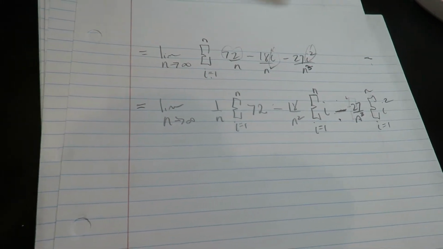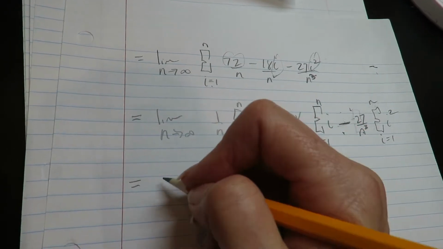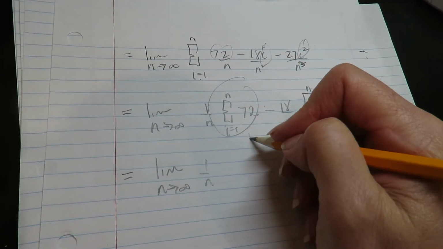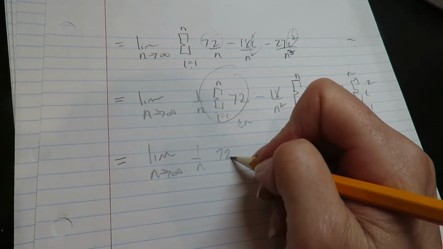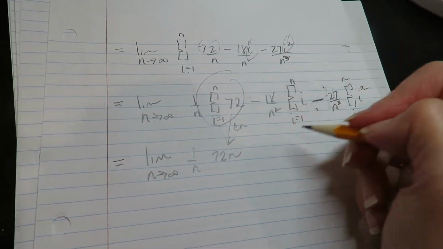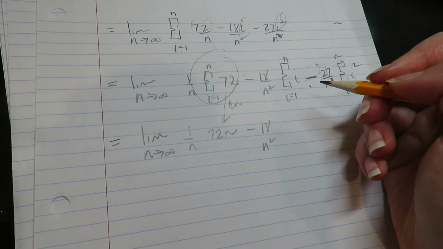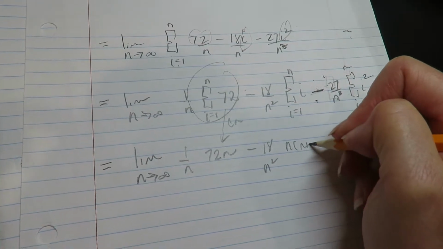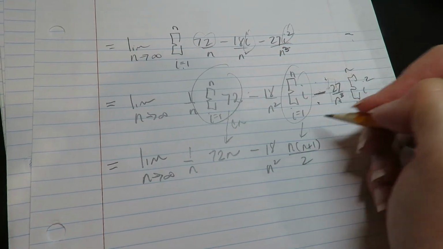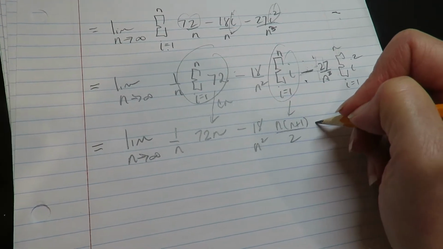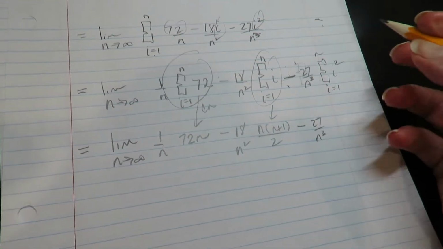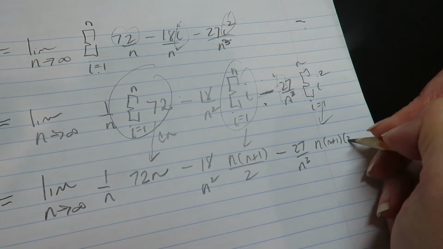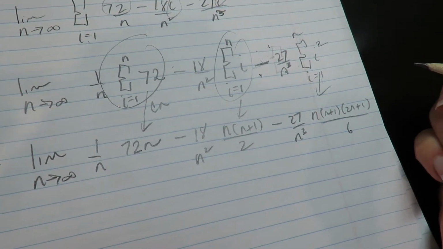Alright, now we're going to do the replacement of the formula. So you guys have seen me do this a couple times. The constant, that formula is always cn, so that's 72n. That's the replacement of that. Okay, the i, that's the n times n plus 1 over 2. That's the replacement of that sigma. And the last one, the replacement of that one, that's that long one: n times n plus 1 times 2n plus 1, all over 6.